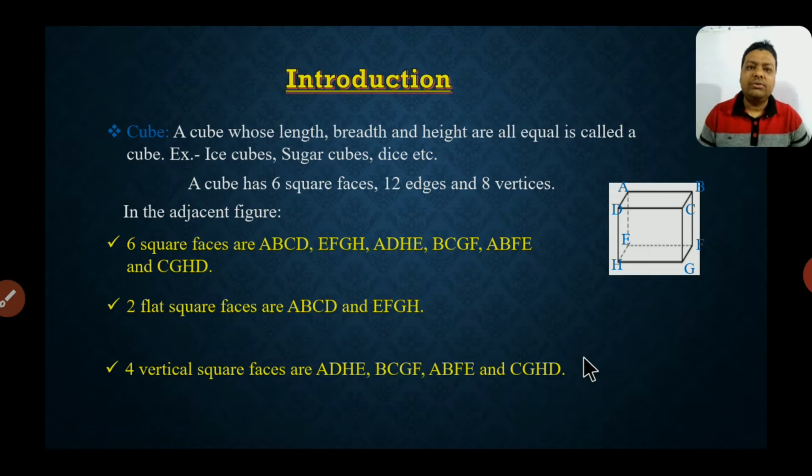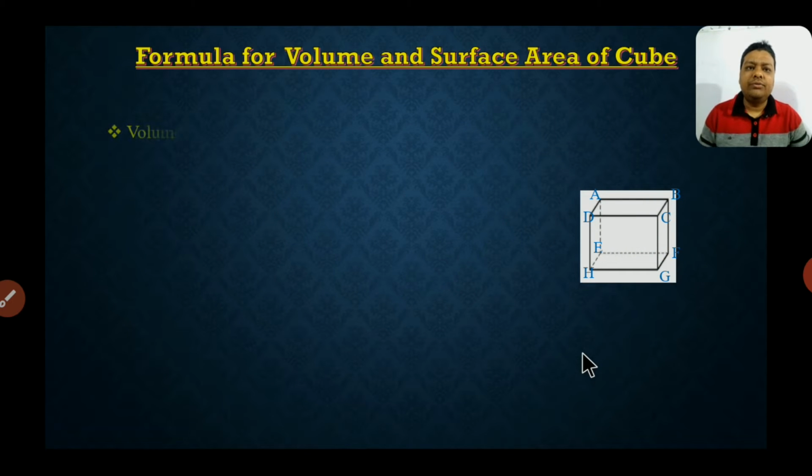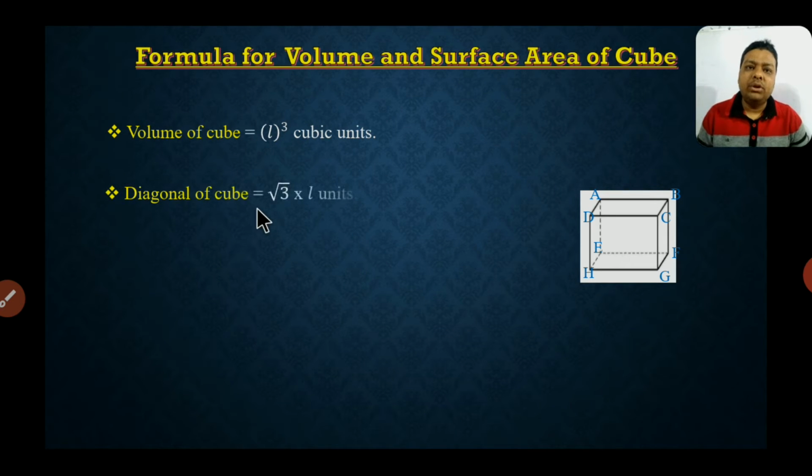Now we will solve some questions based on it, but before that we will discuss the formula. Okay, dear. So let's see the formula. The first formula of cube is volume. So volume of cube is what? L cube. It means L into L into L. And since it is the volume, we will write the value in cubic units. Now, the diagonal of cube is root 3 into L units.